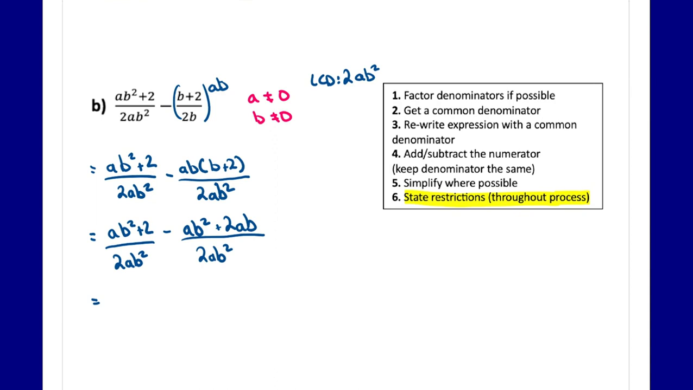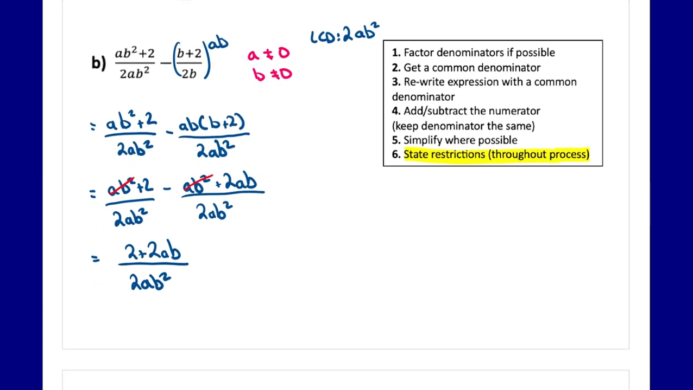The denominator is going to stay the same, 2ab squared. For the numerator, I have ab squared plus 2 minus ab squared plus 2ab. Well, I can cancel out the ab squareds because if I have a positive and a negative, they cancel out. So these two end up canceling out. I'm left with 2 plus 2ab.